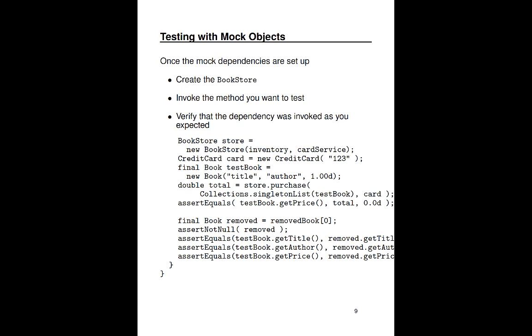So now we've invoked our method that does the work, we've verified that it returns the right value. But what we're also testing here is that the book that we purchased is removed from the inventory. Well, how do you do that? Well, now we're going to interact with the mock object, and actually we're going to interact with the side effects of the mock object, which, as you may recall from the previous slide, was to take the book that was removed and store it into that removed book array. We're going to get the first element of the removed book array. We're going to make sure that it's not null. And then we're going to make sure that it is the book that we expect by comparing the title, author, and price of the removed object to the test book.